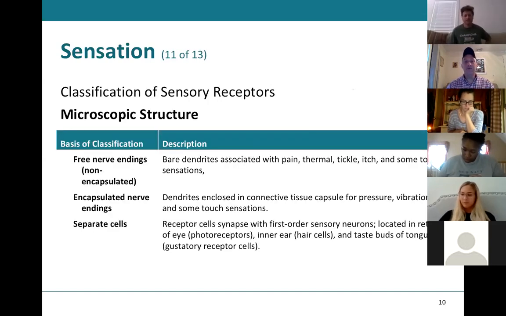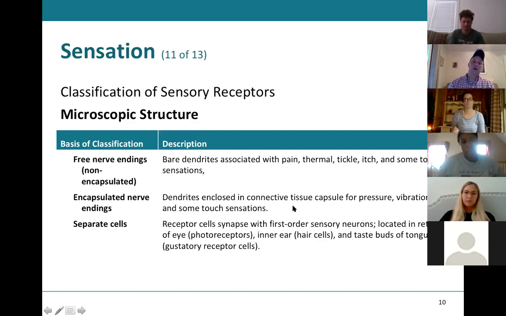Okay? You can also classify them by their microscopic structure. We've already done this inside of chapter 5, where you have free nerve endings that are non-encapsulated, and these detect specific types of sensation: pain, thermal, tickle, itch, and some touch sensations. Encapsulated nerve endings will detect things like pressure, vibration, as well as deeper touch sensations. Separate cells, again, mostly chapter 17 here, so we'll come back to those then.